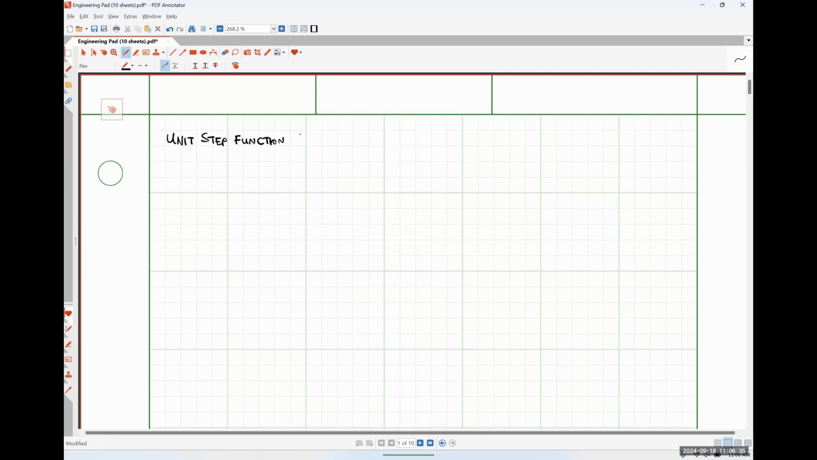And this has another name that you may have heard, the Heaviside step function. So mathematically, our unit step function u of t will be defined for our purposes as having a value of 1 for all time greater than or equal to 0, and a value of 0 for all time less than 0.